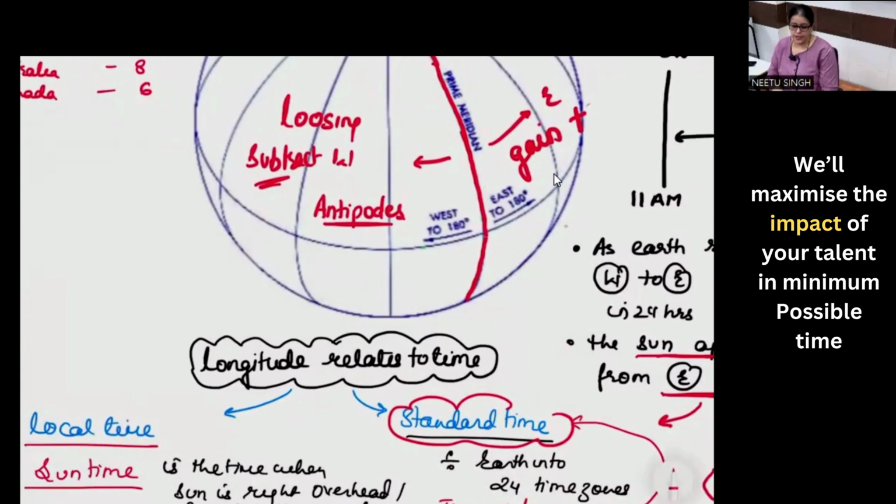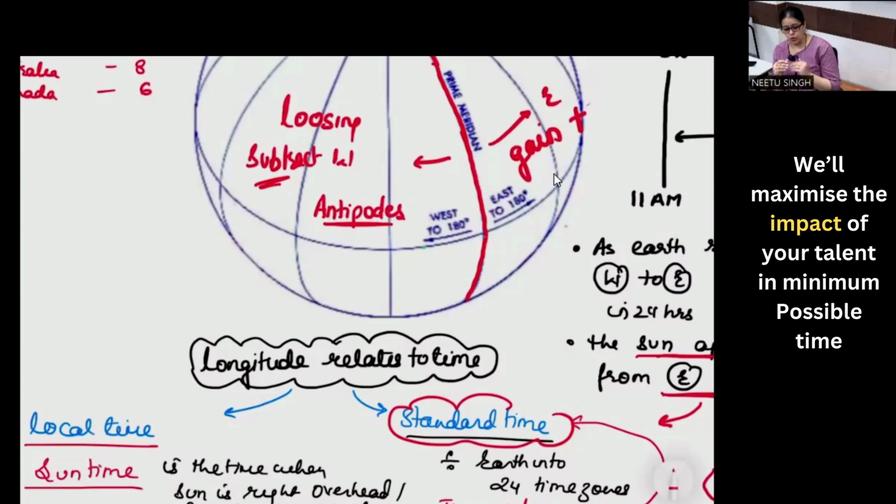Longitude relates to time. Time, standard time. Standard time is correlated to Earth getting divided into 24 time zones. I'm just coming on there. And when it comes to time, I'll also have local time and sun time.